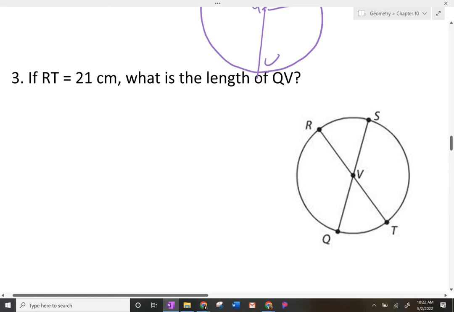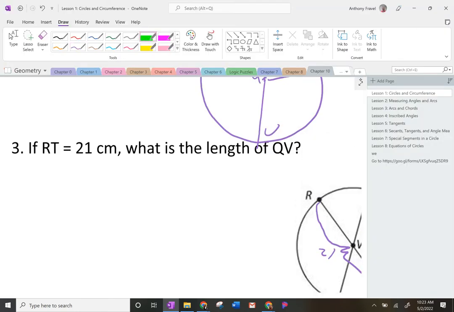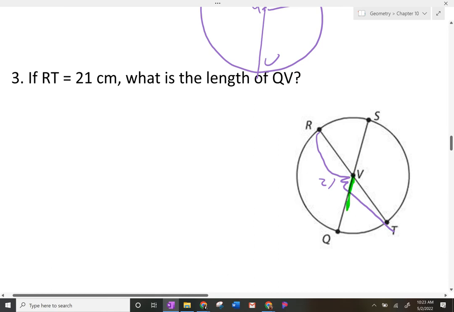All right, so this one says RT is 21 centimeters. That means that this length from here all the way down to there is 21 centimeters. That R all the way to T, what's another name for that? Diameter, perfect. So if I know the diameter is going to be 21, it wants me to find, let me get a different color pen here. Oh, heck, I'll use a highlighter. It wants me to find QV, this segment right here. Is that a diameter or is that a radius?